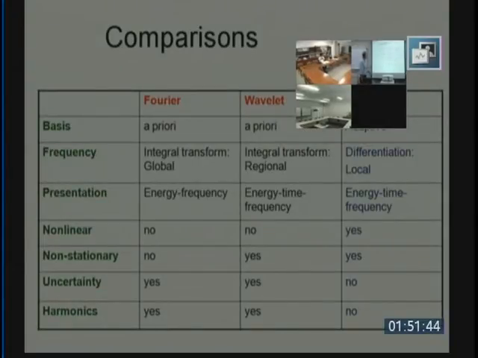To summarize, the Fourier basis is a priori. Before I see your data, you know what base I will use: sine, cosine. Wavelet, a priori. What wavelet you use, you have to tell me. You use Daubechies, you use Morlet, you use Haar, or whatever. There are very, very many kinds of wavelet, Meyer wavelet and all kinds of wavelet.